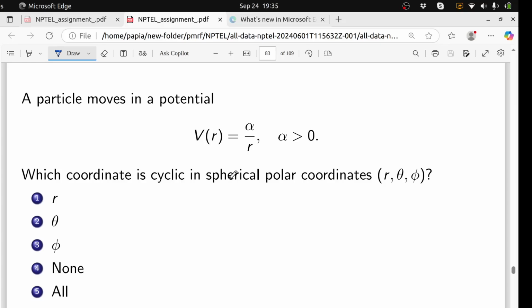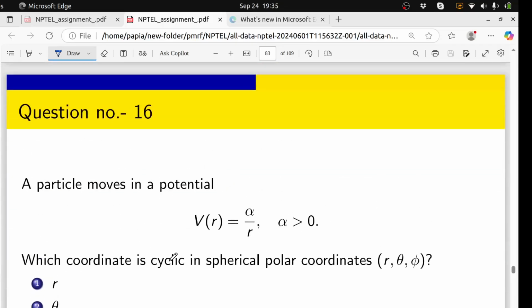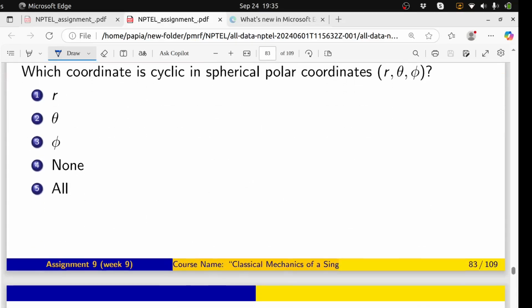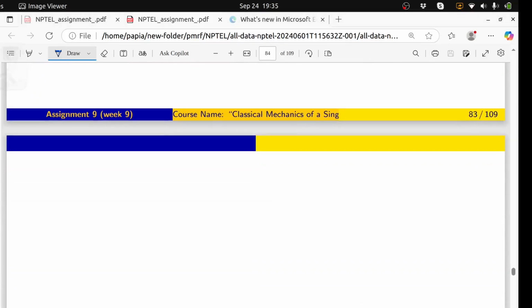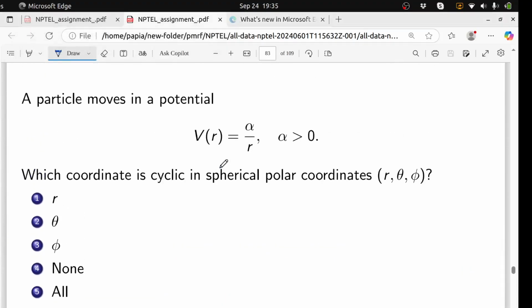A particle moves in a potential V equals alpha by r, where alpha is greater than zero. Which coordinate is cyclic in spherical polar coordinates? The answer is theta, phi.